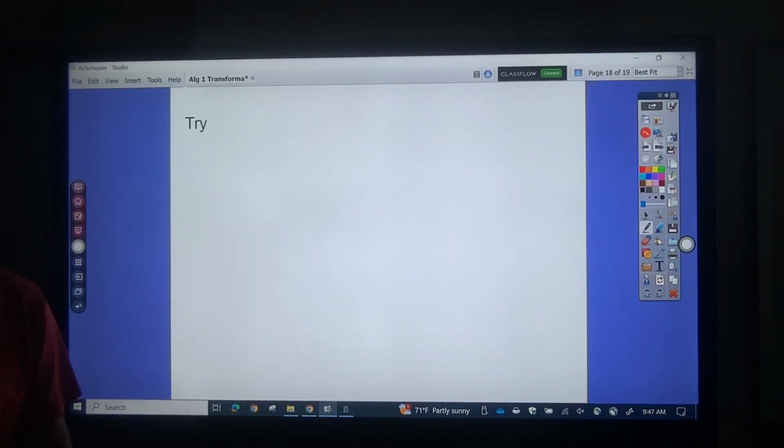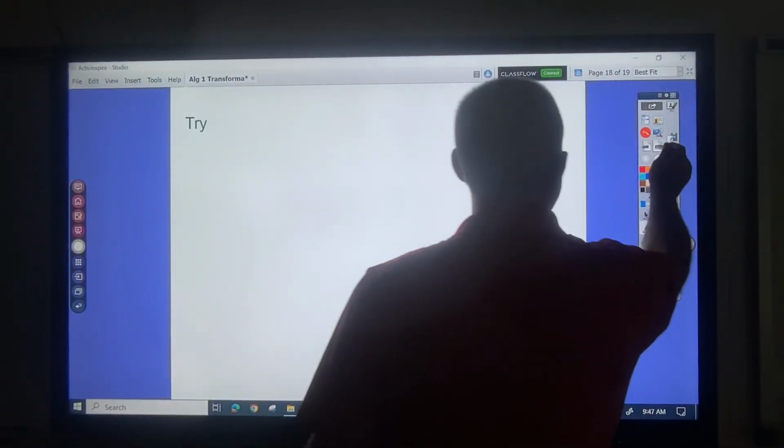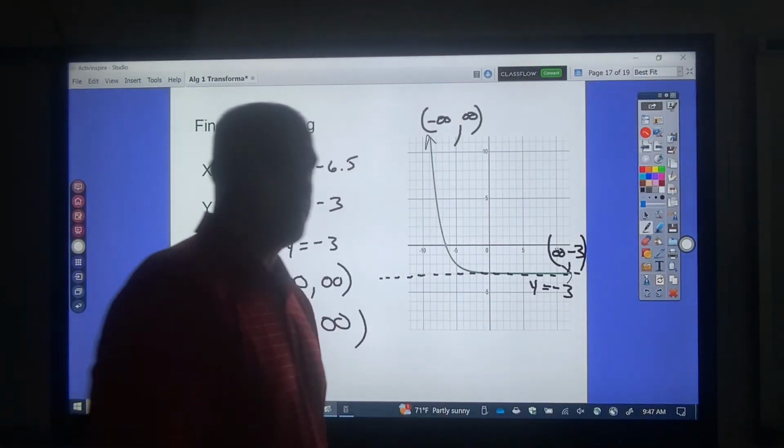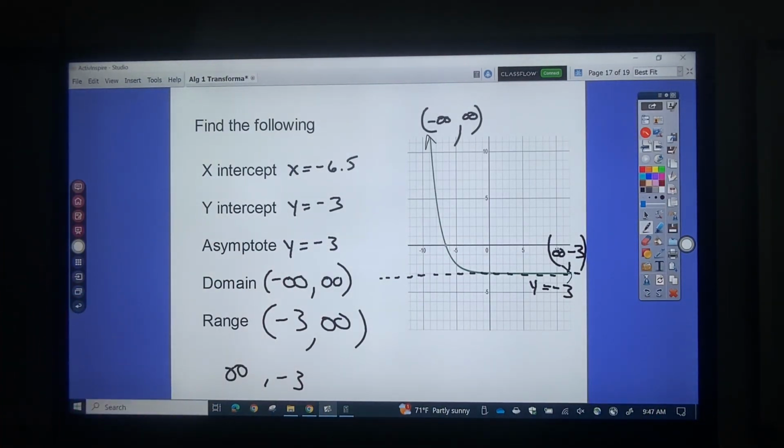Okay, so go ahead. I think that's it. I don't think there's a 19. All right, that's it for the characteristics. Go ahead and practice those and go to the formative.